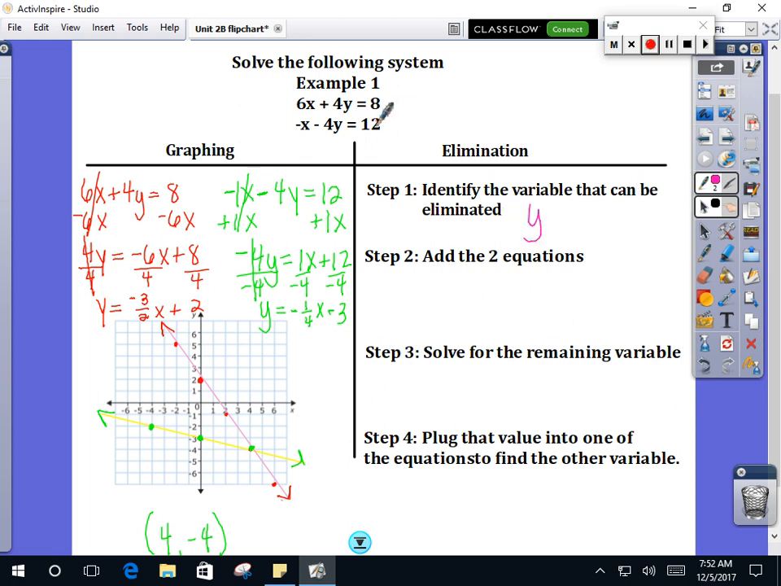Now, to do that, you're going to add the 2 equations together. So we have 6x plus 4y equals 8. And we have negative 1x. Let's go ahead and write in that 1 so we know what we're dealing with. Minus 4y equals 12.